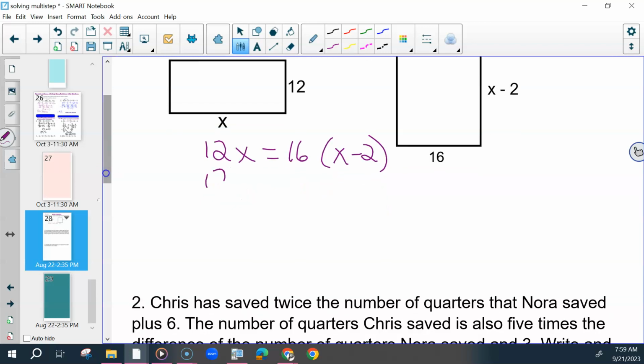So we have to figure out if it has the same area. So they should have the same area once we solve it. Let's go ahead and distribute.